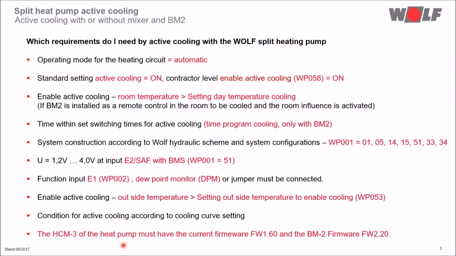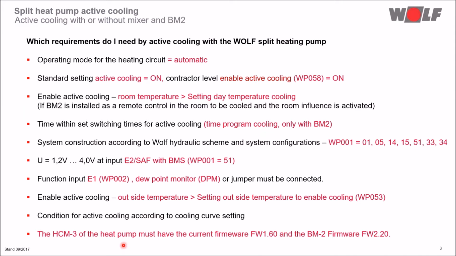When the system is controlled with the building management system, the system configuration parameter WP1 should be set to 51. The input 0 to 10 volt should be connected to the E2 clamp. The input voltage from the building management system for cooling is between 1.2 volt and 4 volt.